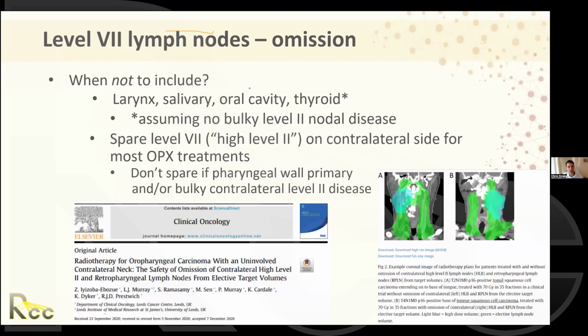I don't think I included it, but salivary gland cancers as well, of course, are very unlikely to spread to this area. And then most of us treat a lot of oropharynx cancer, at least in my practice, by far the most common subsite that I'm treating. And there is an opportunity here, with actually some quite good data behind it, to spare the contralateral level 7 lymph nodes when you're treating an oropharyngeal primary. And that can significantly improve your parotid gland dosimetry on that contralateral side, which can lead to much better salivary function for your patients after treatment.